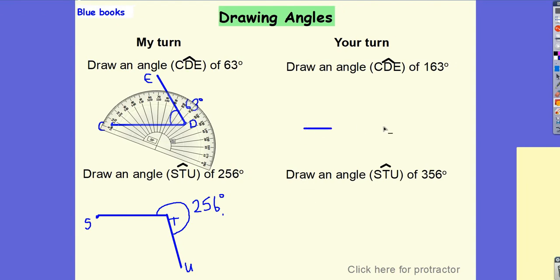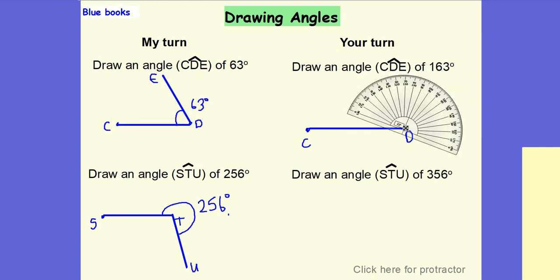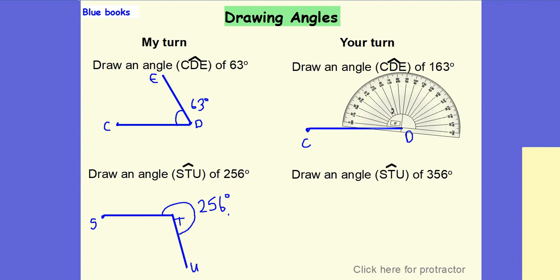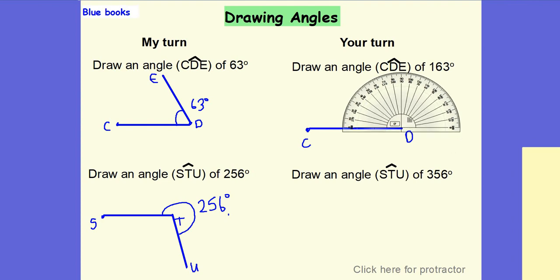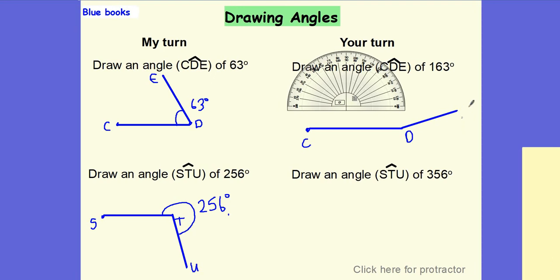So the first one, I start by drawing my horizontal line, and that's C to D. I then need to grab my protractor, put it on D, and I want 163 degrees this time. So here's 160, 163 is about here. I then need to join it up. Voila. And I've drawn an angle of 163 degrees.